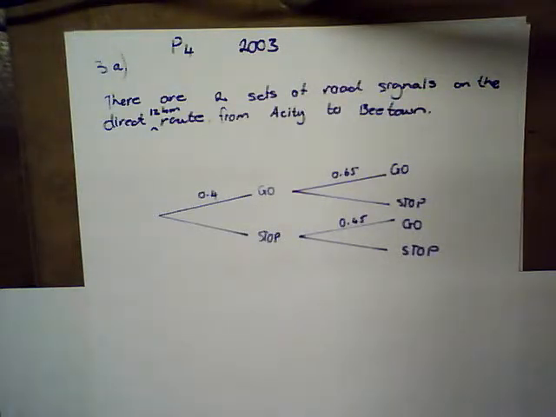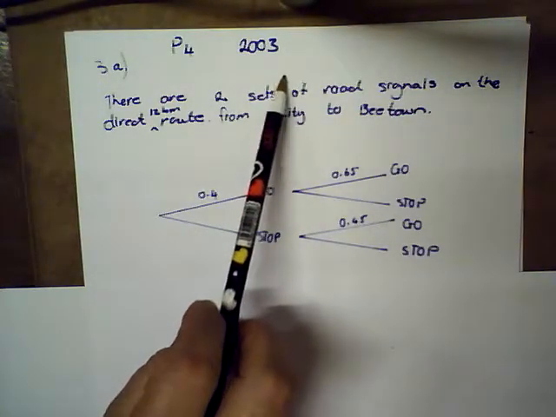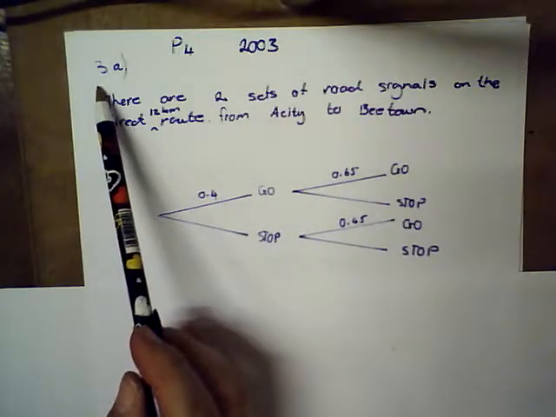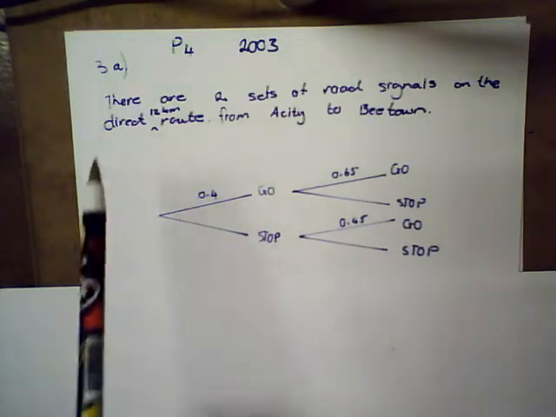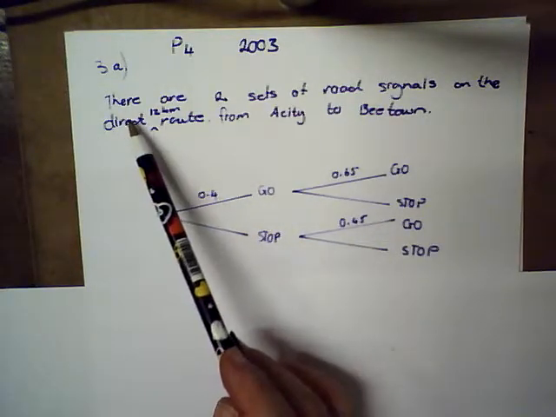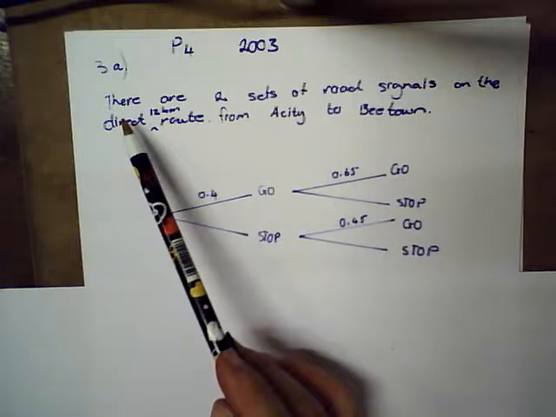We are going to continue this session on the paper that we started during the course of the week. This was Paper 4 from 2003, and we will continue with question 3A. Questions 1 and 2 are in the previous YouTube video. Okay, now there's a set of information given.